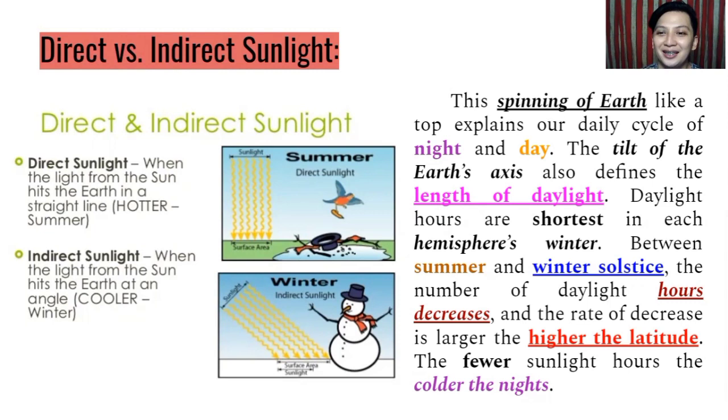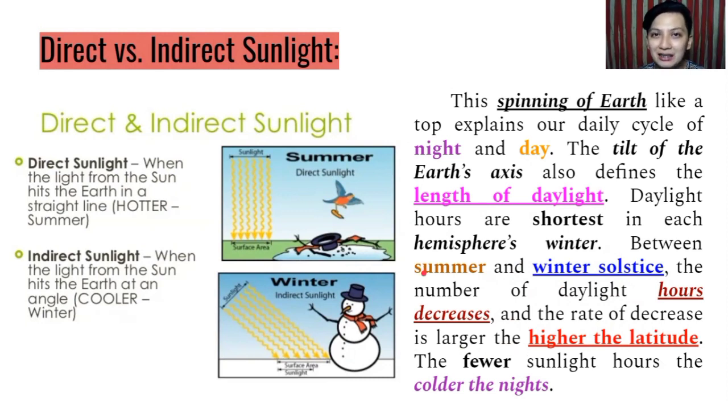You get it? So the tilt of the Earth's axis also defines the length of daylight. So the daylight hours are shortest in each hemisphere's winter. Lalo na pag malalamig na lugar, mas mabilis gumabi. Mas mabilis magdilim. Okay? So between summer and winter solstice, the number of daylight hours decreases. And the rate of decrease is larger the higher the latitude.